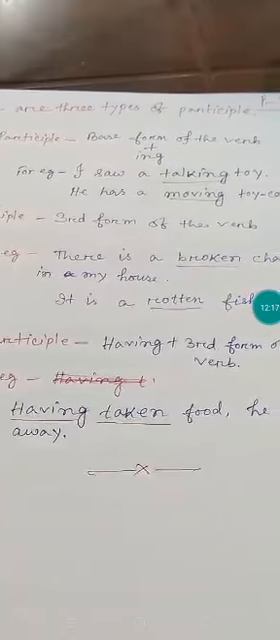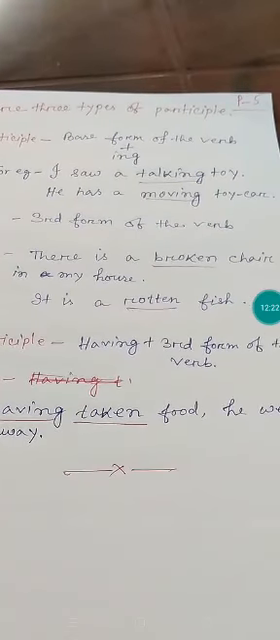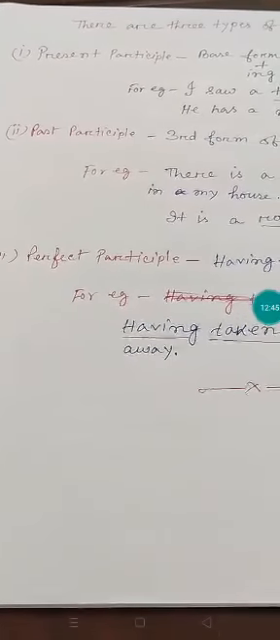For example, I saw a talking toy. He has a moving toy car. So here talking. When I have written talking, that means talk is the base form of the verb plus ing. Talking, it is the present participle. So similarly, move is the base form of the verb plus ing, that means moving. Here it has been made moving and it is the present participle.